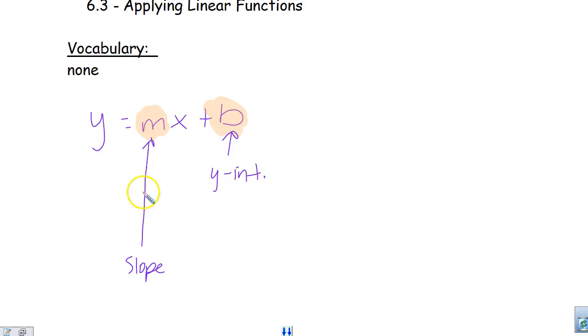And then one other piece that I want to review about slope is always the rise over the run. And it's important to remember you're always doing the rise first. So rise over run.